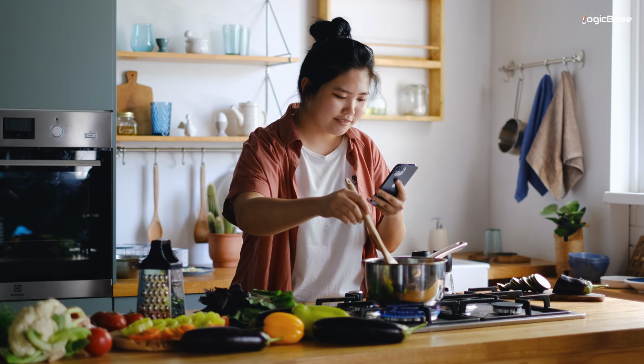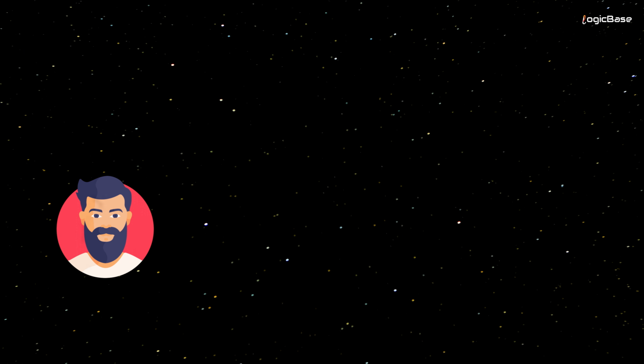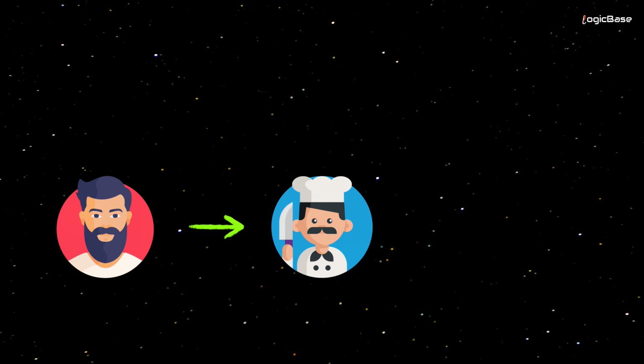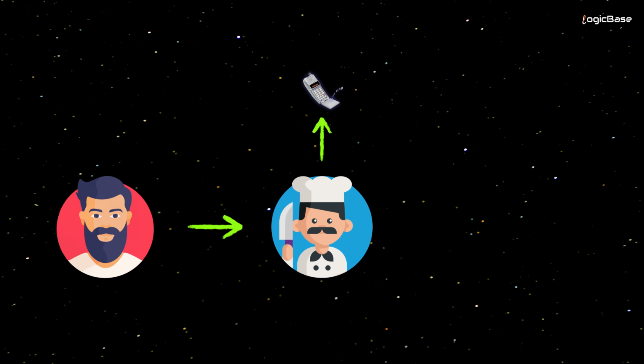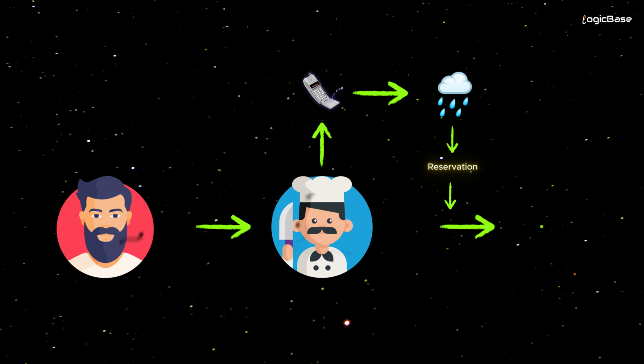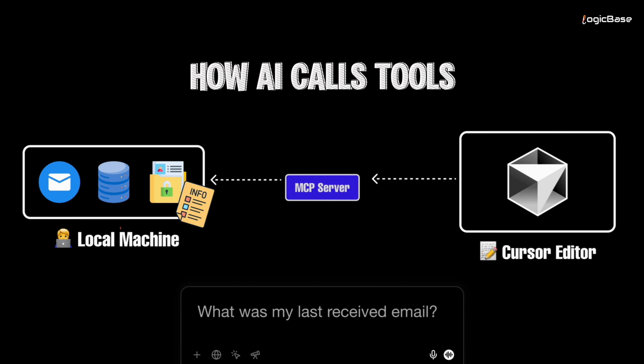This is like giving your chef a phone. Now, if a customer asks, "What's the weather in Paris and book me a table?" the chef can use the phone or the tool to call the weather service and reservation system to get the job done. In AI, it lets the model use your code or external APIs.